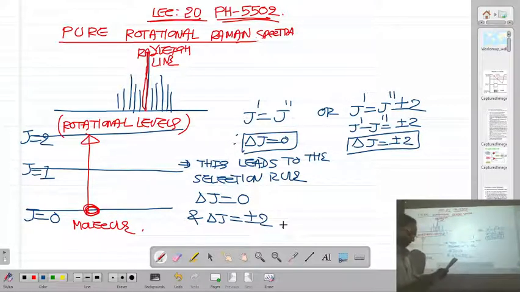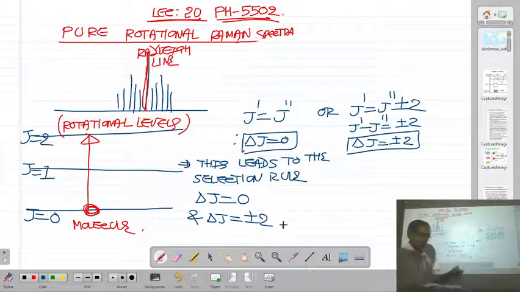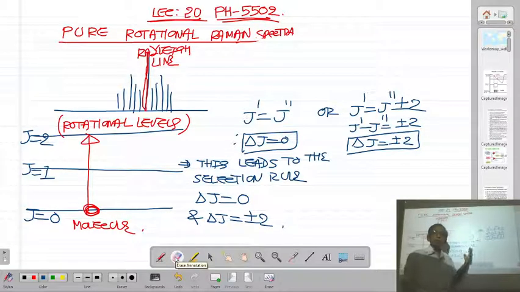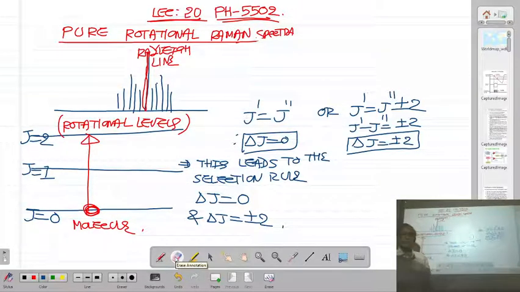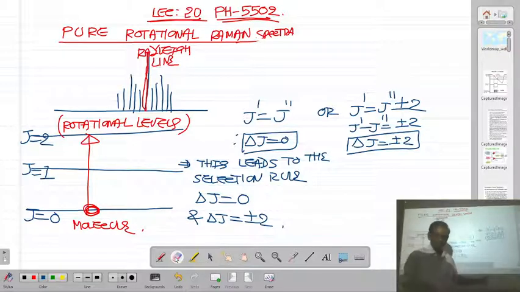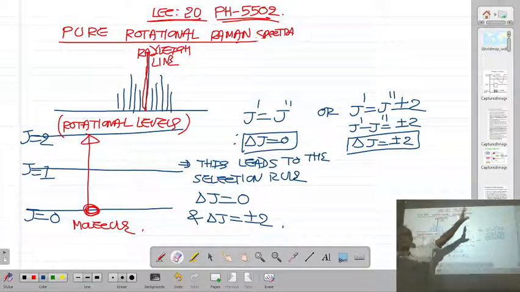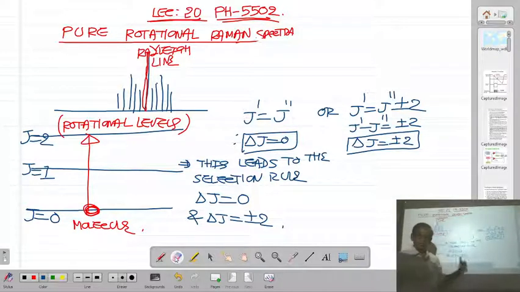These selection rules are different from the selection rule of the far infrared spectrum. In case of the far infrared spectrum, which we have studied in rotational spectra, what was the selection rule? In pure rotational spectra, the selection rule was delta J equal to plus or minus 1. But in case of pure rotational Raman spectra, the selection rule is different: delta J is 0 or delta J plus or minus 2. So we also mention that here.